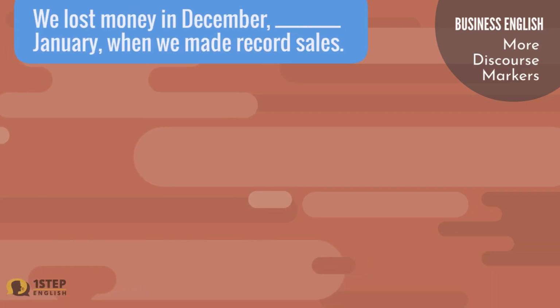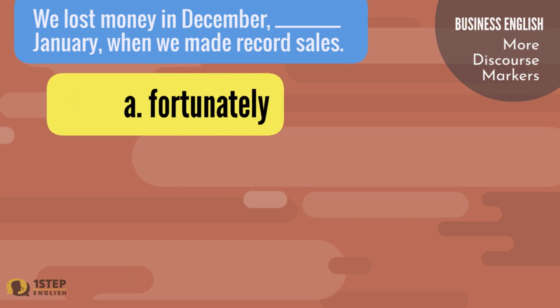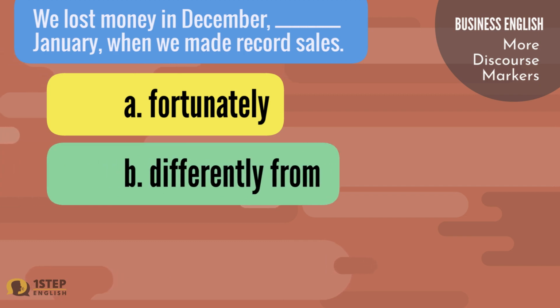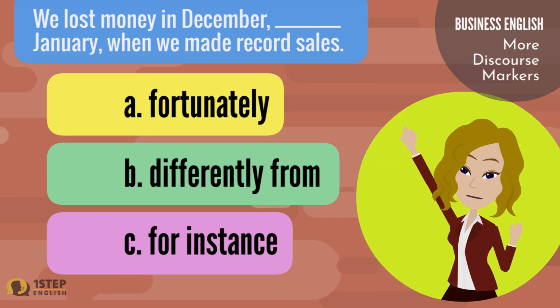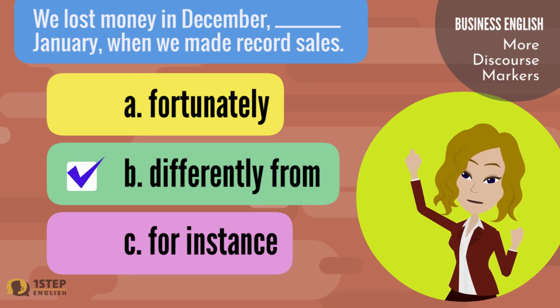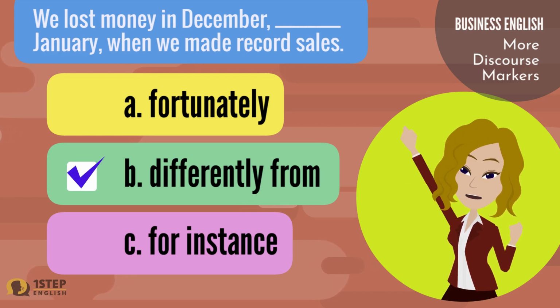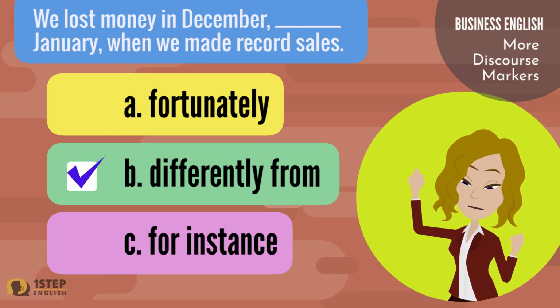We lost money in December, January, when we made record sales. Letter A, fortunately. Letter B, differently from. Letter C, for instance. The correct answer is letter B. Differently from. We lost money in December, differently from January, when we made record sales.